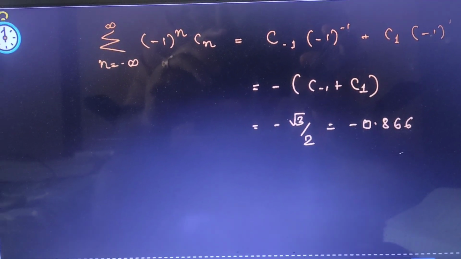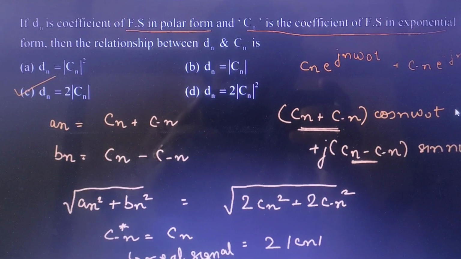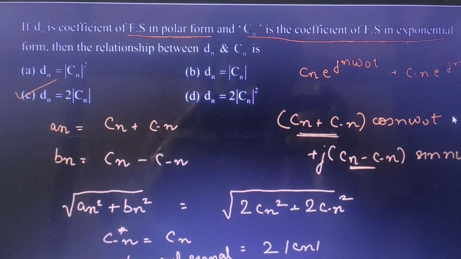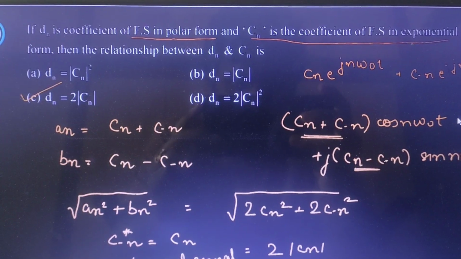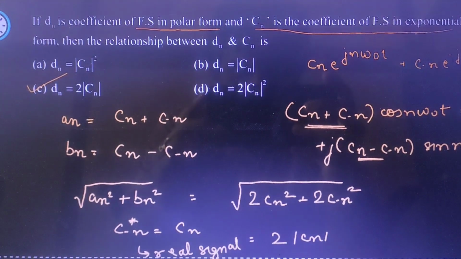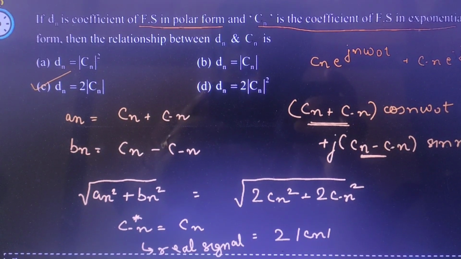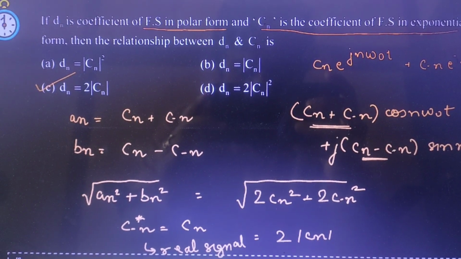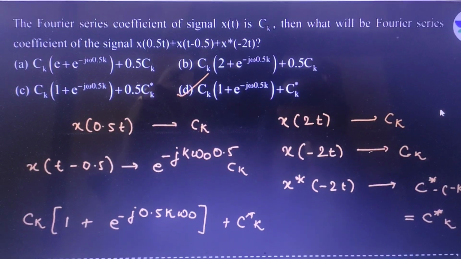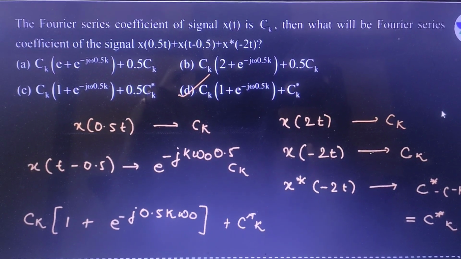If dn is the Fourier series coefficient in polar form and cn is the coefficient of Fourier series in exponential form, then the relationship between dn and cn is, directly you can remember this, dn is equal to 2 times mod of cn.